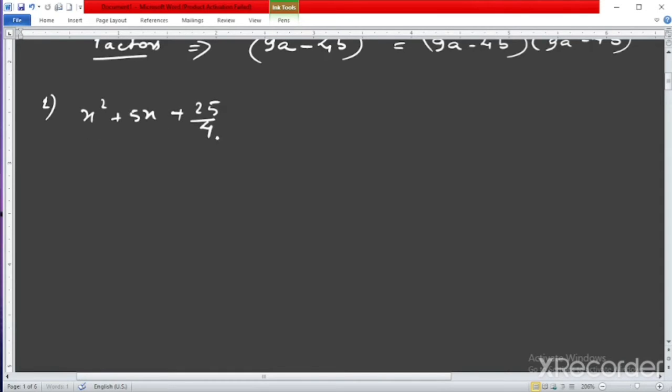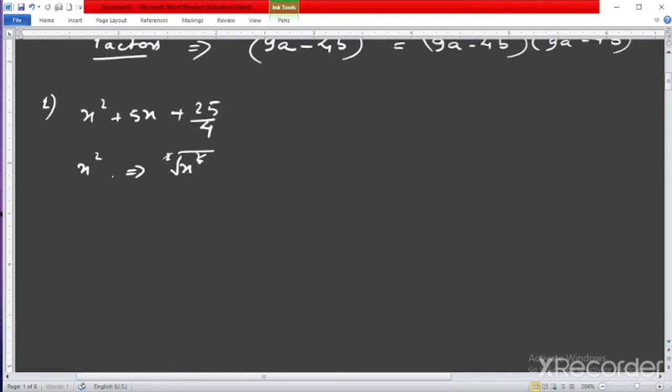Simply check whether you are given two square terms, since it is a trinomial, and whether it is a perfect square trinomial or not. You can see this is a square term. You can also see you have 25 upon 4, which can be written in square form. The x square is already in square form, so we just take the square root of this square. You will get what?